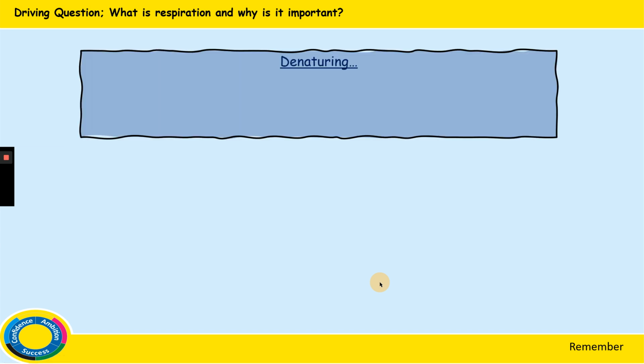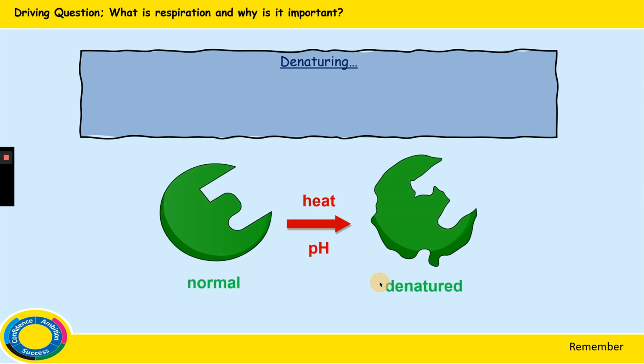So, driving question: what is respiration? Why is it important? This links directly to the last lesson that you had with Miss Burnett about digestion. I'm going to put an image on the screen for you. Okay, so denaturing and that image. I would like you to pause the video now and try and tell me what denaturing is and what the two objects in green are. Okay, pause the video now.